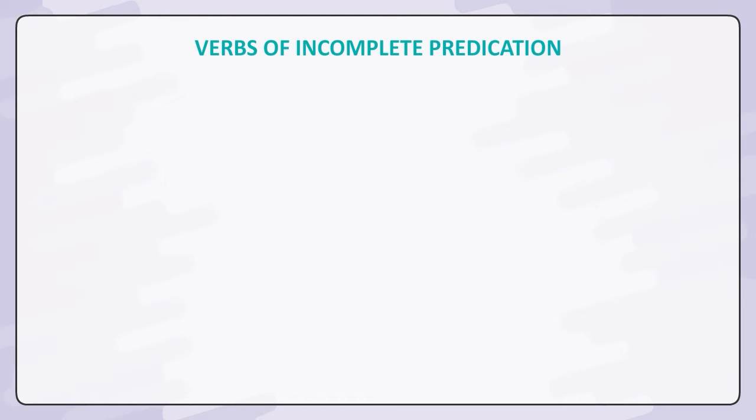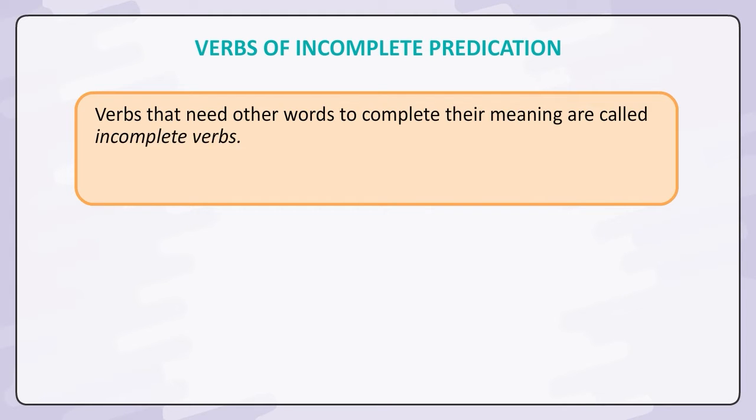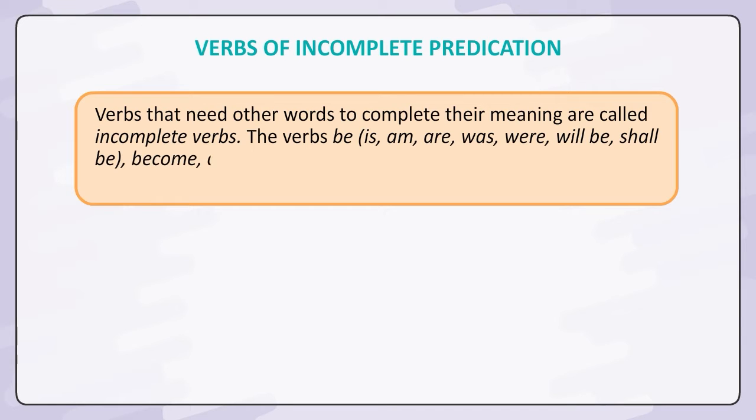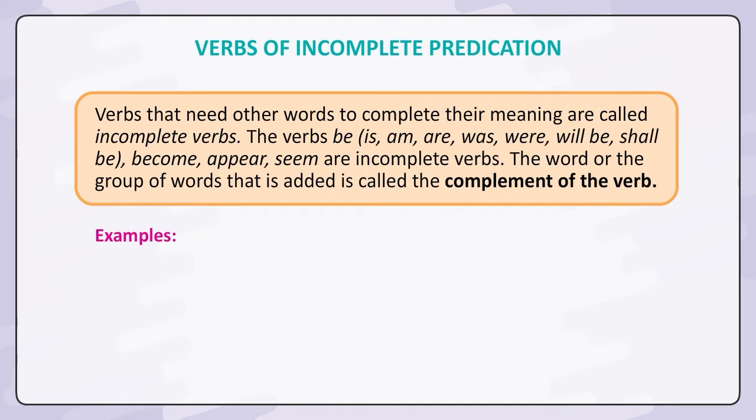Verbs of incomplete predication. Verbs that need other words to complete their meaning are called incomplete verbs. The verbs be, is, am, are, was, were, will be, shall be, become, appear, seem are incomplete verbs. The word or the group of words that is added is called the complement of the verb. Examples. We are going on a trip. It was dark already by 6 p.m.